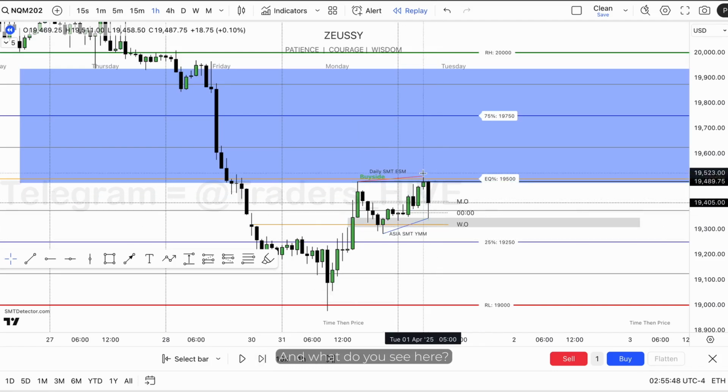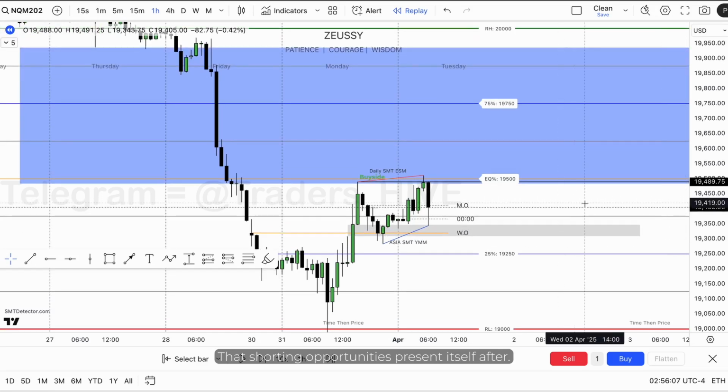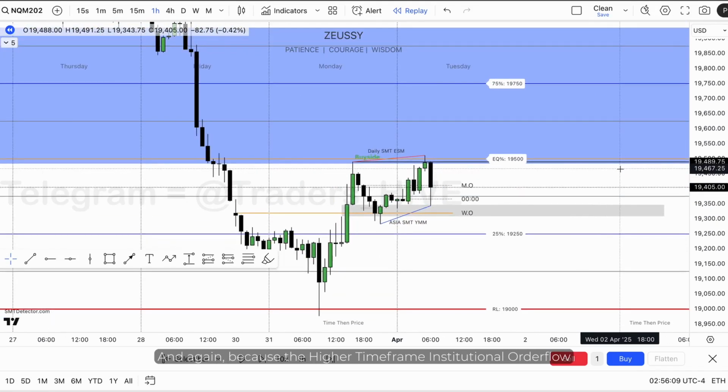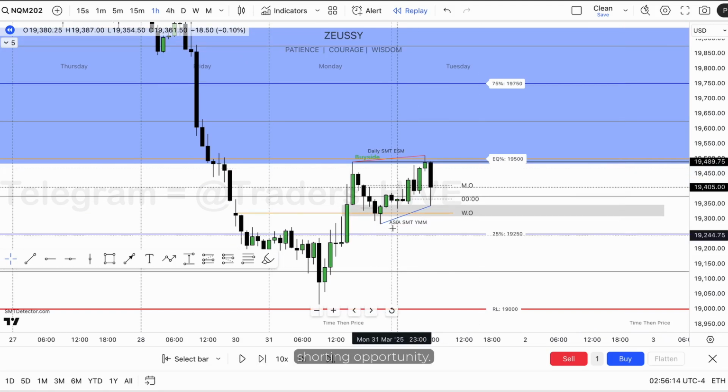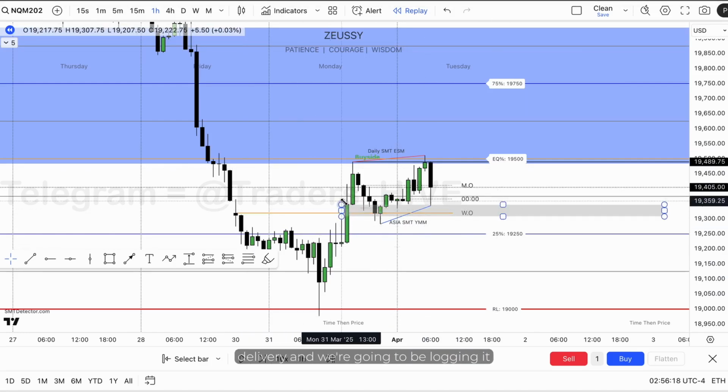And what do you see here? Do you see how the market repriced higher, drawing towards that buy side liquidity pool, reaching that 90,500 price level and then rejects it right here? This shows you that buying opportunities present themselves throughout this run higher, and that shorting opportunities present themselves after. And because the higher time frame institutional order flow is bearish, I'm more interested in the shorting opportunity. Therefore we're going to be looking at this delivery and logging it within our journal, within our database.